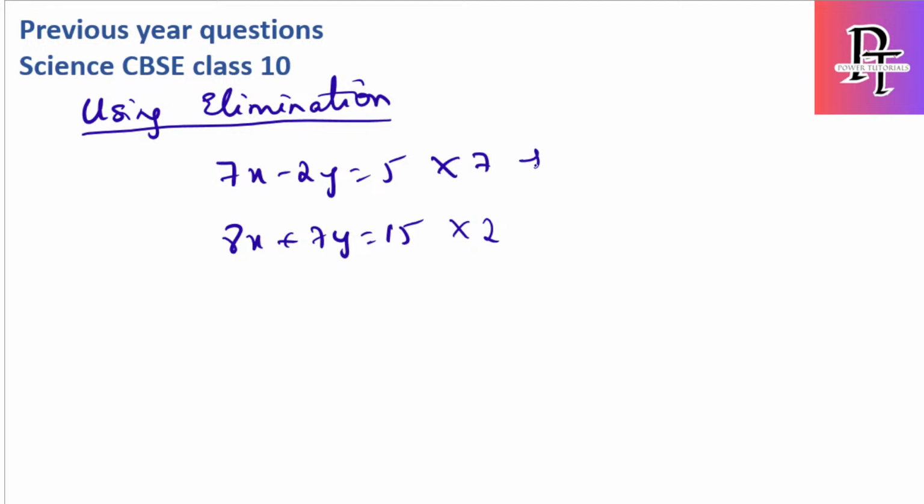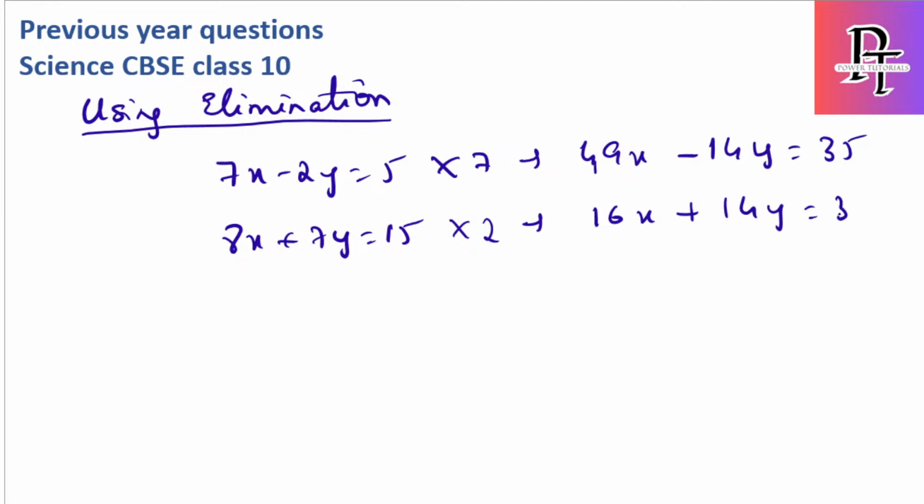So this becomes 7 into 7 is 49x minus 14y is equal to 7 fives are 35, and if you multiply the second into 2, it becomes 16x plus 14y is equal to 15 twos are 30. Why have I done this? Because here I have 2 and here I have 7. If I multiply by 7, this becomes 14. If I multiply this by 2, this becomes 14. Now I have the two equations, this one and this one.